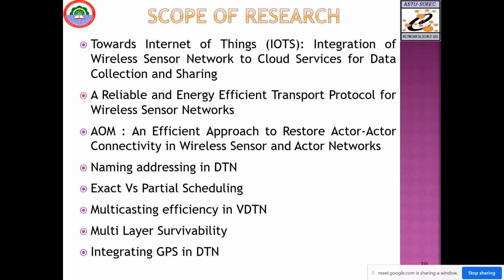So this is all about the mobile wireless sensor network. Here are some scopes of research in the following topics. We have IoT, reliable and energy-efficient transport protocols, and efficient approaches to restore connectivity in wireless networks. There is still scope in naming as well as addressing in delay tolerant networks, and partial scheduling, multicasting, multi-layer survivability, and integrating GPS with DTN. These are the various topics we are going to have.